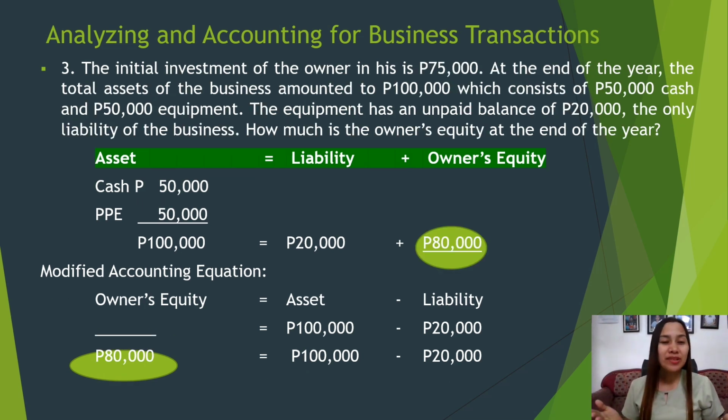So here's now the accounting equation. Asset is equal to liability plus owner's equity. Through using the modified accounting equation, owner's equity is equal to asset less liability, where we are able to compute the owner's equity amounting to 80,000. 100,000 assets is equal to 100,000 liabilities and owner's equity.